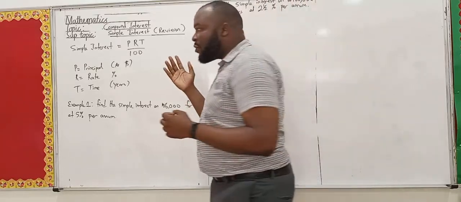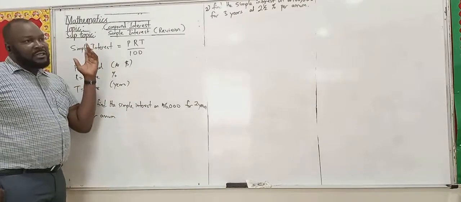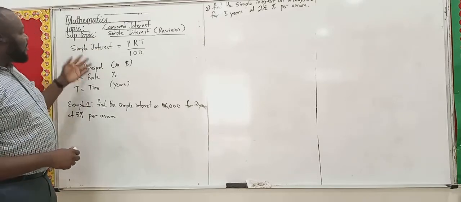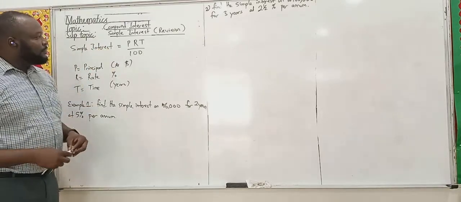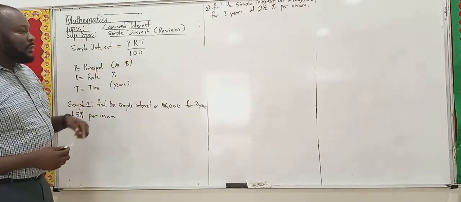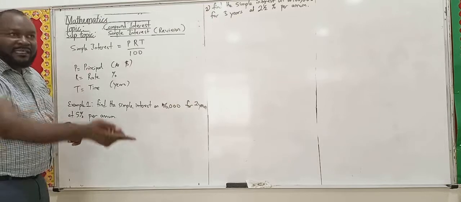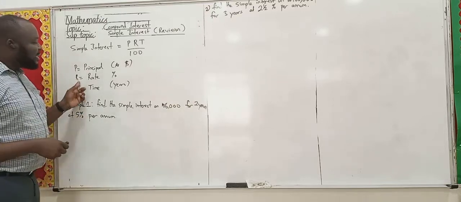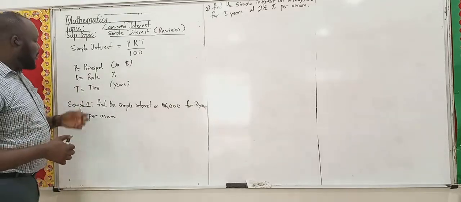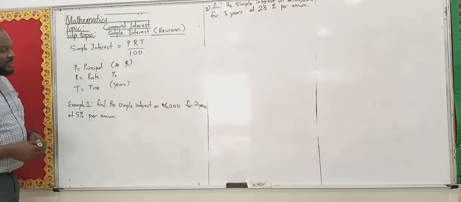So, today we'll be dealing with compound interest, and I'm going to be taking your mind back to what we did previously in your previous classes, simple interest. Simple interest has a formula: principal times rate times time all over 100. Principal is that money you borrow from the bank, the money you invest in a business. The rate is the percentage you're expected to pay back, and the time is usually measured in years.